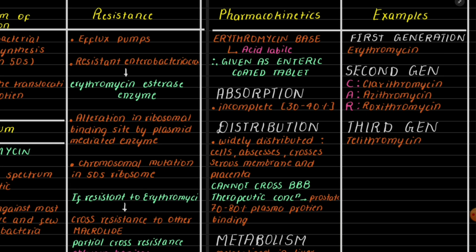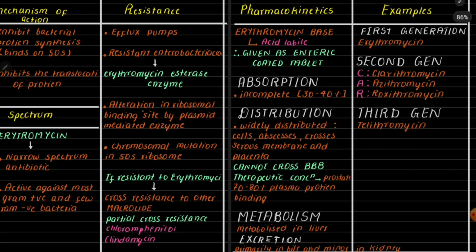The second mechanism is present in certain resistant bacteria that come under Enterobacteriaceae. This is because they have an enzyme known as erythromycin esterase enzyme. This enzyme degrades erythromycin and thus renders it ineffective. The third mechanism is alteration in ribosomal binding site by a plasmid mediated enzyme. The fourth mechanism is chromosomal mutation in 50S ribosome.